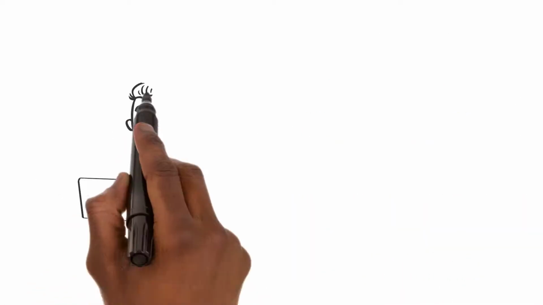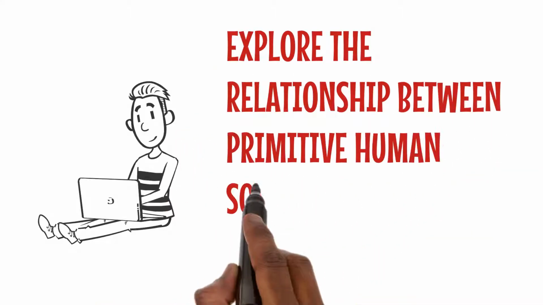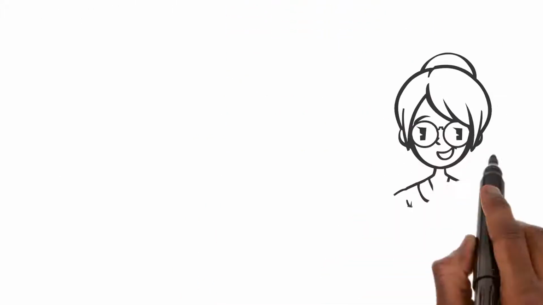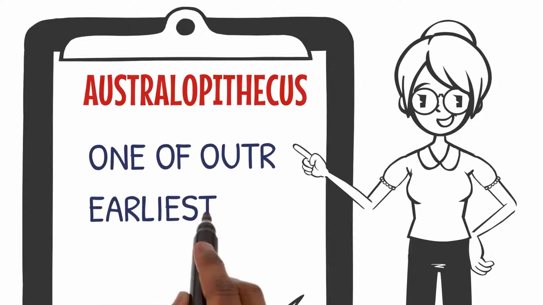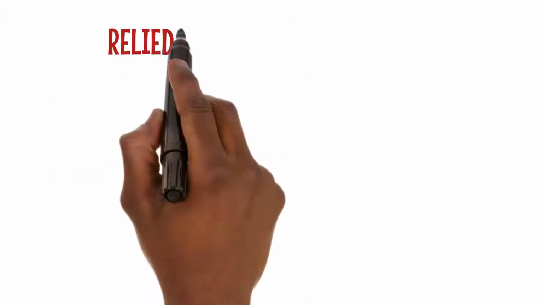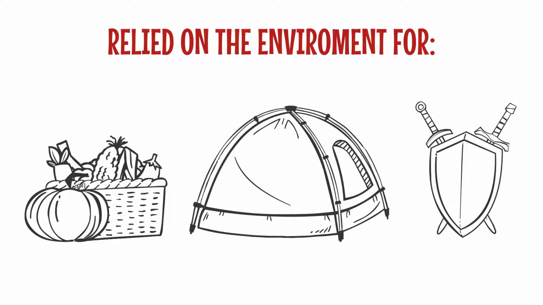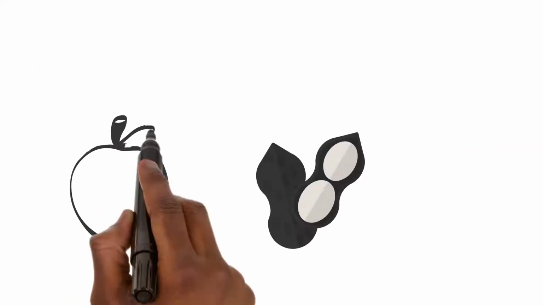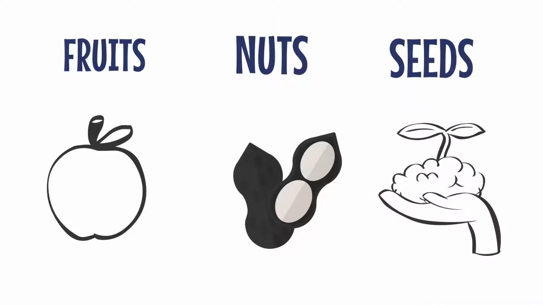Now, let's travel back in time and explore the relationship between primitive human societies and the environment. Our story begins with Australopithecus, one of our earliest ancestors. They relied on the environment for food, shelter, and protection. They were skilled gatherers, using their knowledge of plants to find edible fruits, nuts, and seeds.